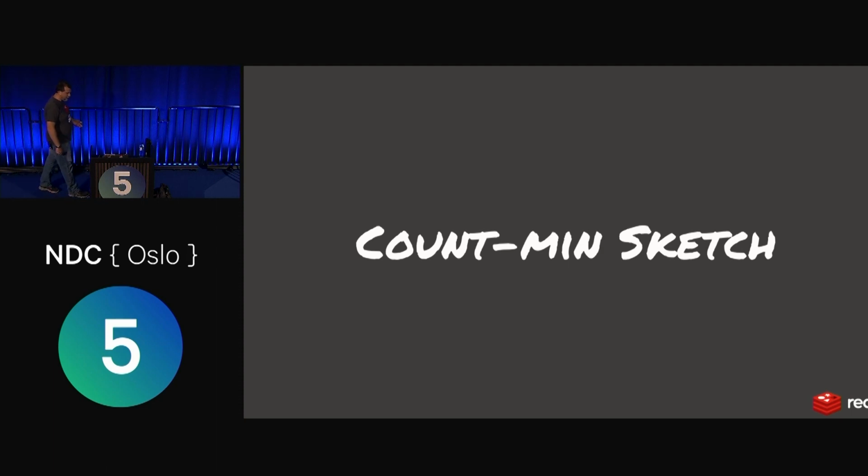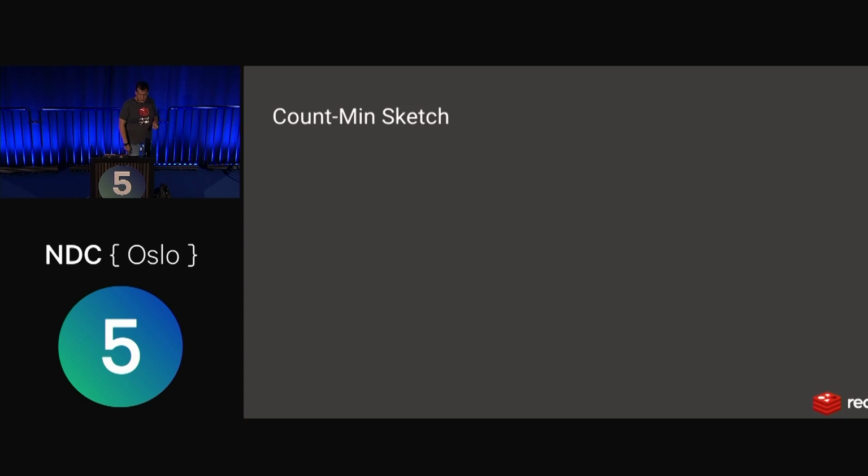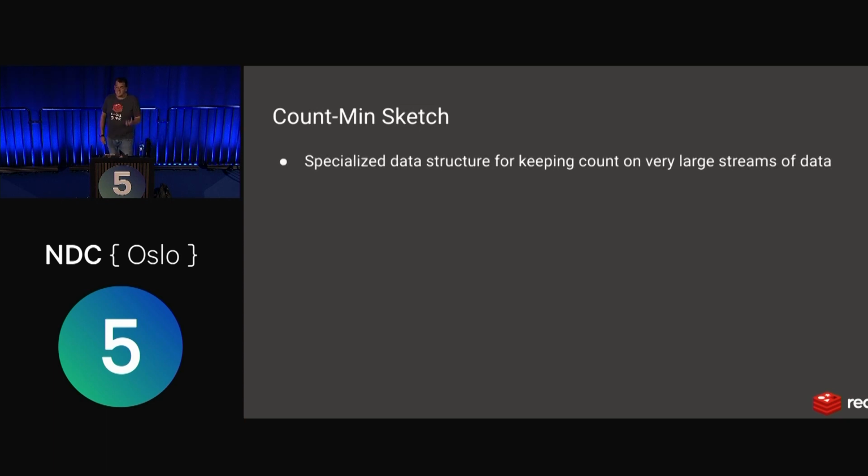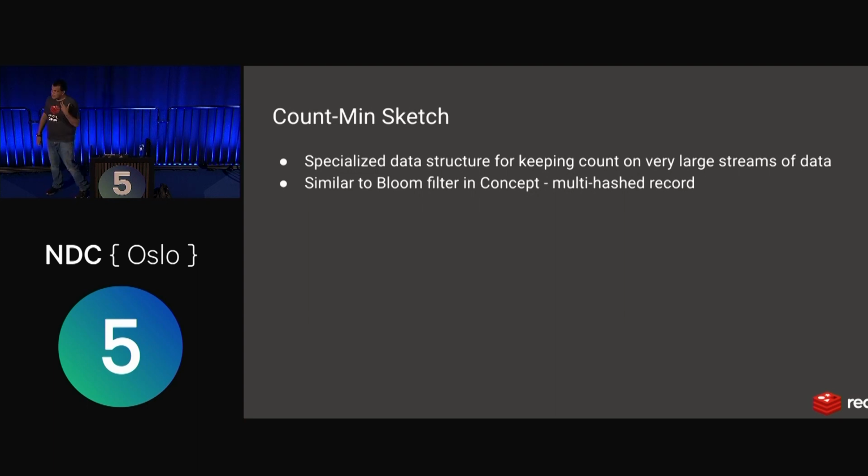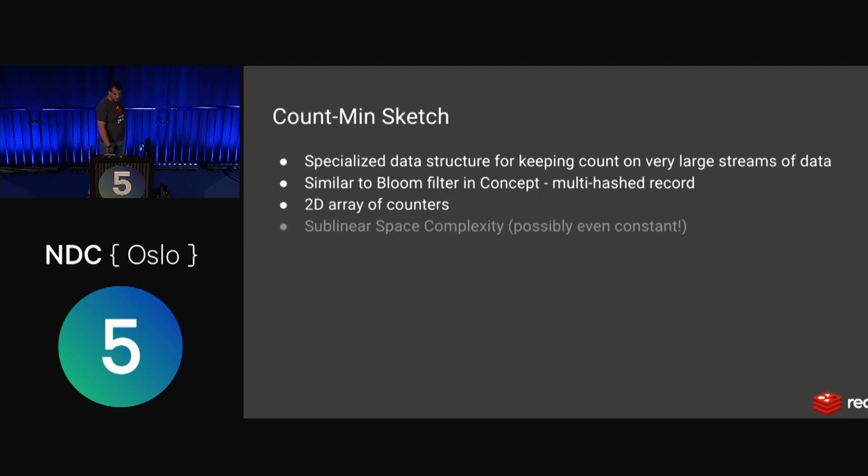So that brings us to the Count-Min sketch, which is the second one of these probabilistic data structures we're going to talk about. This is a specialized data structure for solving this exact problem, keeping counts on very large streams of data. Similar to Bloom filters in concept, they use this multi-hash approach, but instead of keeping a 1D array of bits, we have a 2-dimensional array of counters.